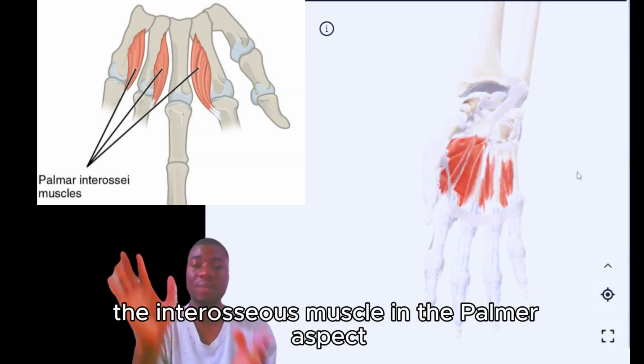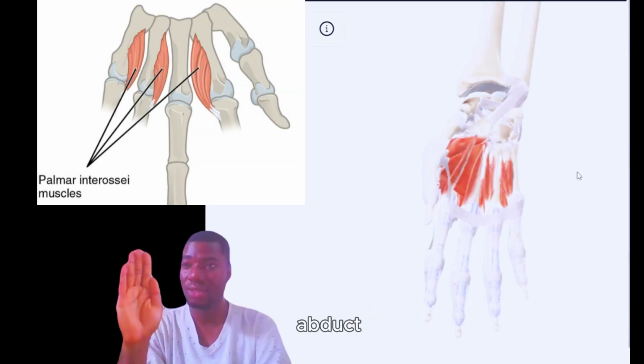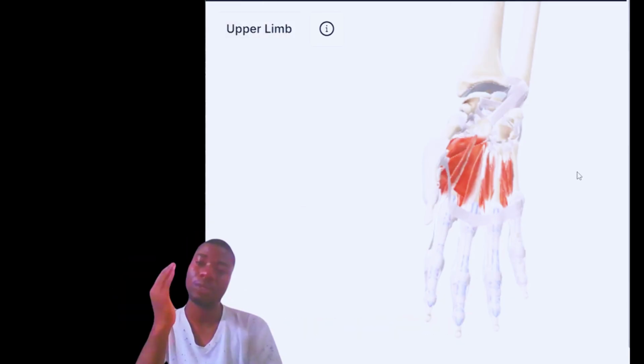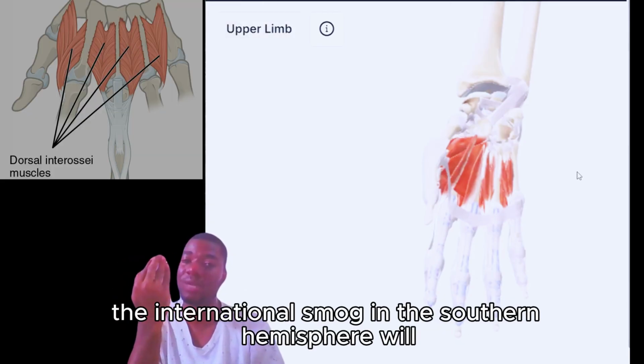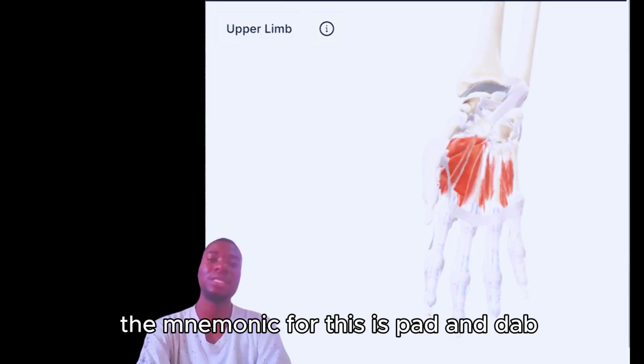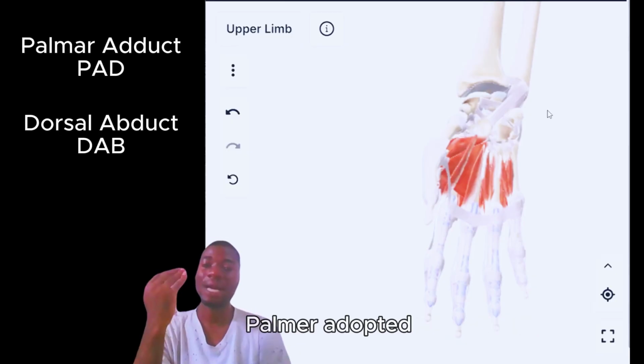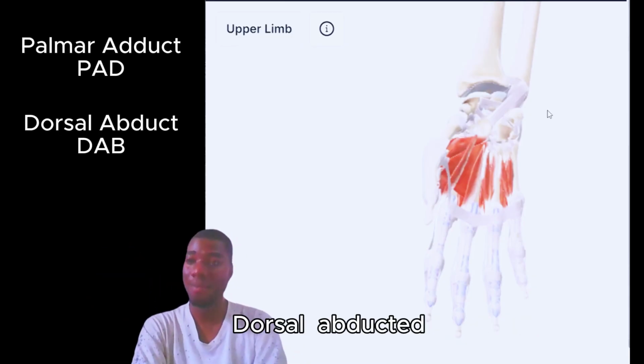The interosseous muscle in the palmar aspect is going to adduct. Okay, palmar aspect adducts. But the interosseous muscle in the dorsal aspect will abduct. The mnemonic for this is PAD and DAB. Palmar adduct, PAD, dorsal abduct, DAB.